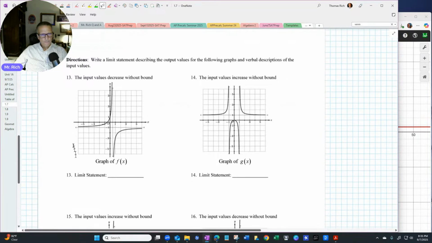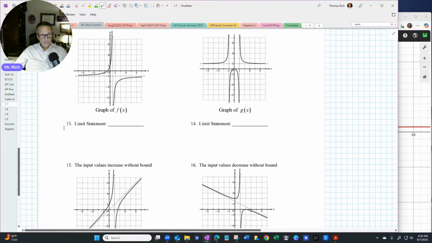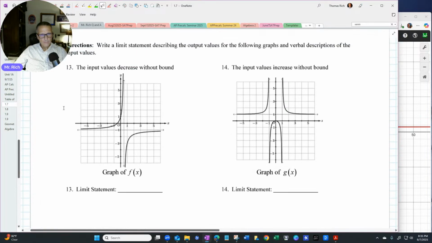And let's do it from a graphical standpoint. And let's do this one. It wants a limit statement. It says, write a limit statement describing the output values for the following graphs and verbal descriptions of the input values.